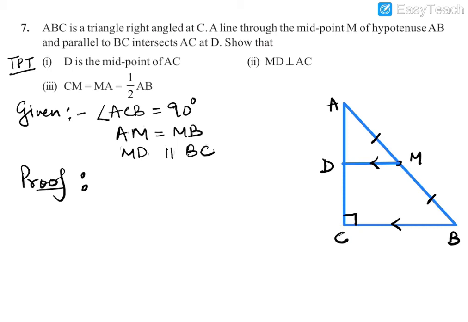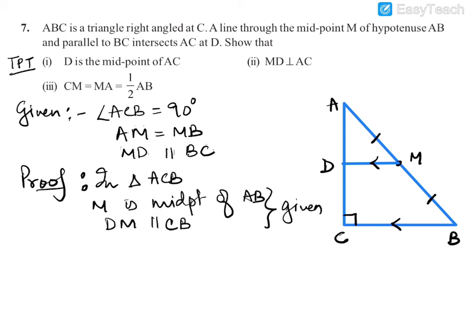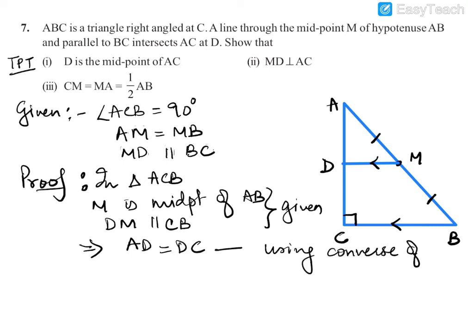Observe that in this triangle ABC, MD is a line that is drawn from midpoint of one side parallel to the second side. Therefore, it will bisect the third side of this triangle. So we can write AD is equal to DC using converse of midpoint theorem. So this implies D is midpoint of AC.